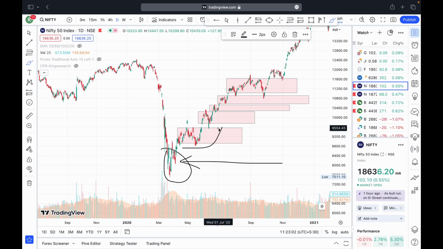rose and went up. Some of the buyers or investors book their profit. That is why there is some sell-off, which you can see. Because of that sell-off, the prices go down and they took the support of this level, right?